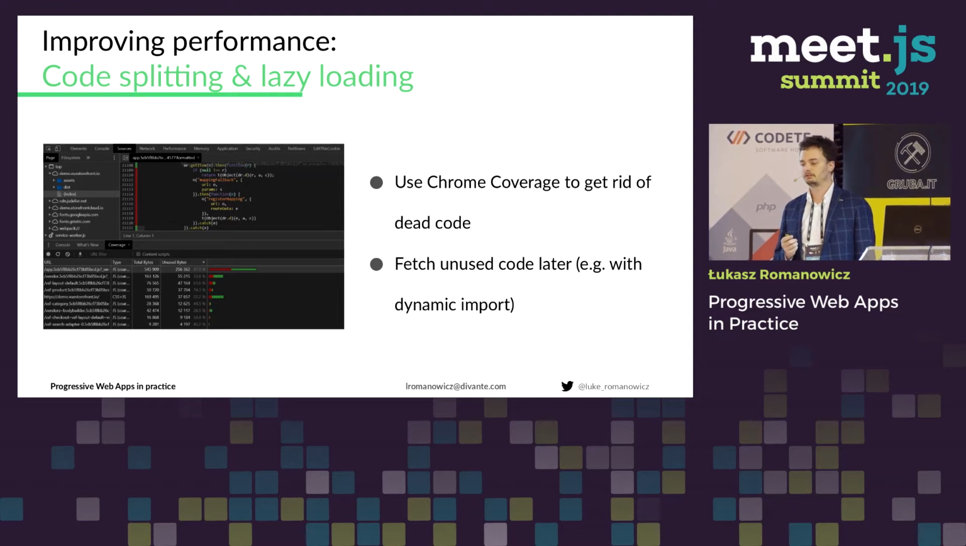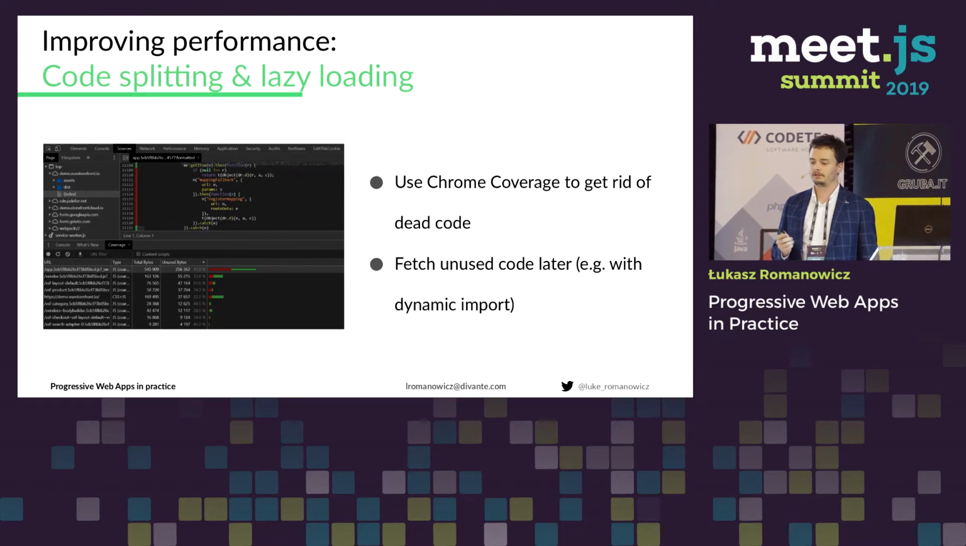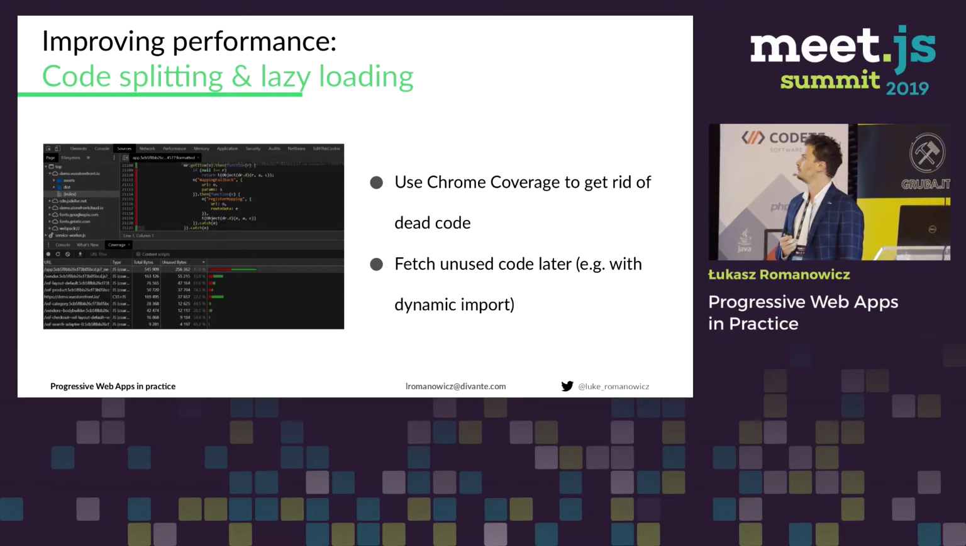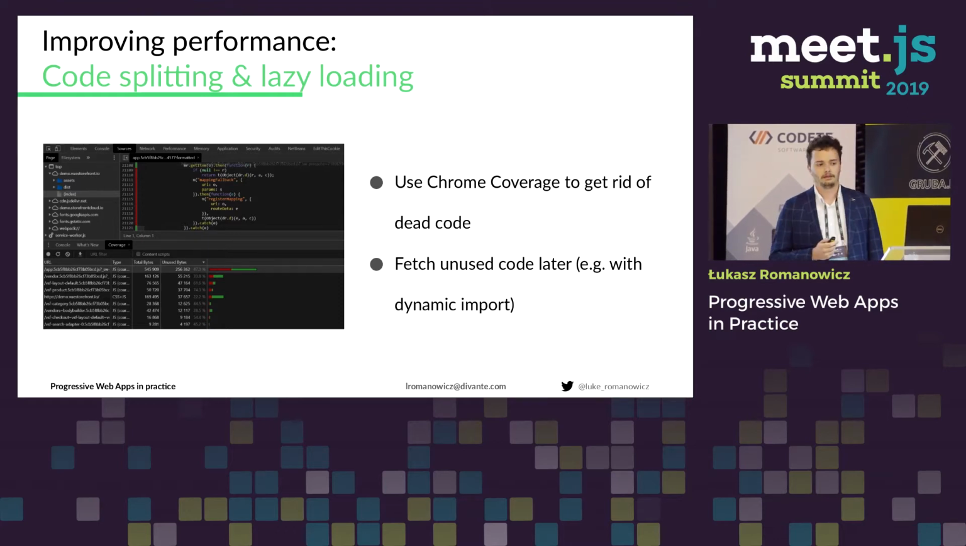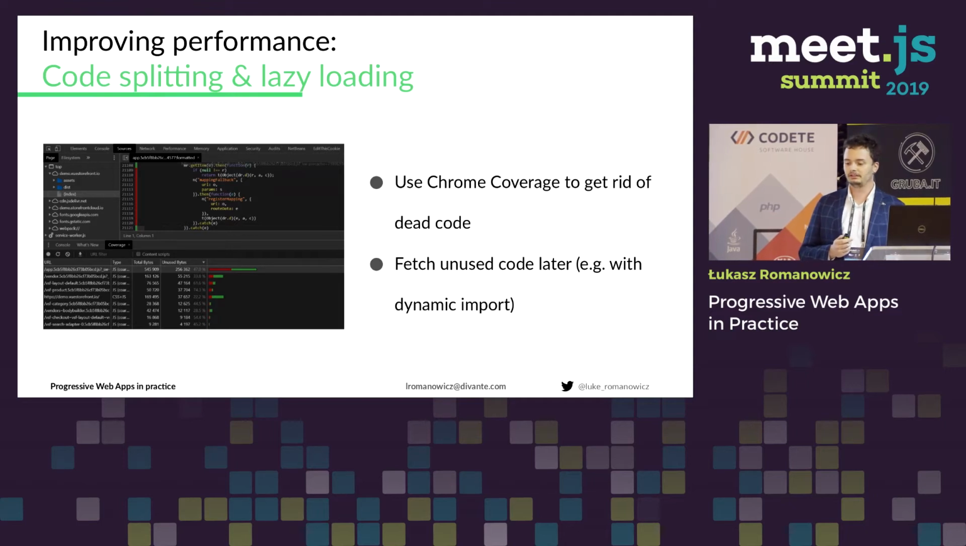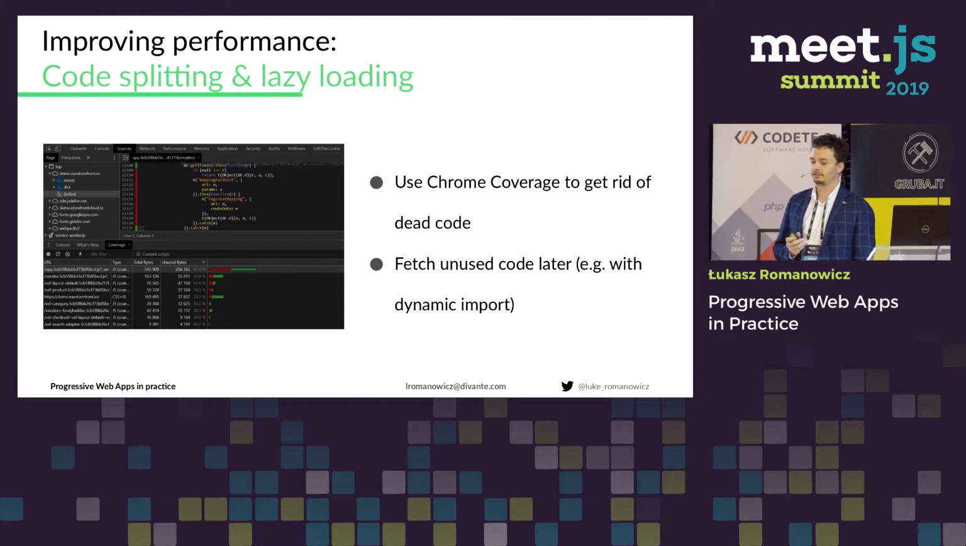And those parts can be split from the core content and then fetched later if they are used. Or maybe you can even find some code that is not executed at all, dead code. So the coverage tool in Google Chrome, which is rarely used, sadly, is a very good tool to spot stuff like that. And you can use it to split your code and fetch it later.